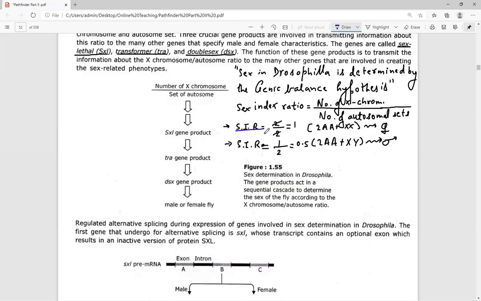So this is the sex index ratio, which is the most important one. Okay, so we must know how this sex index ratio is tabulated and how it is calculated.